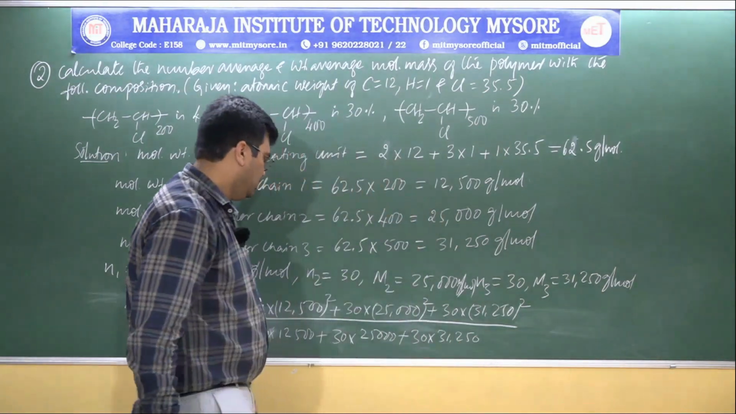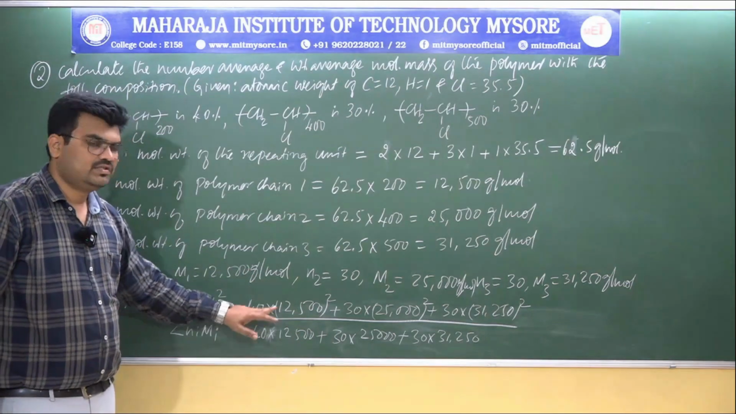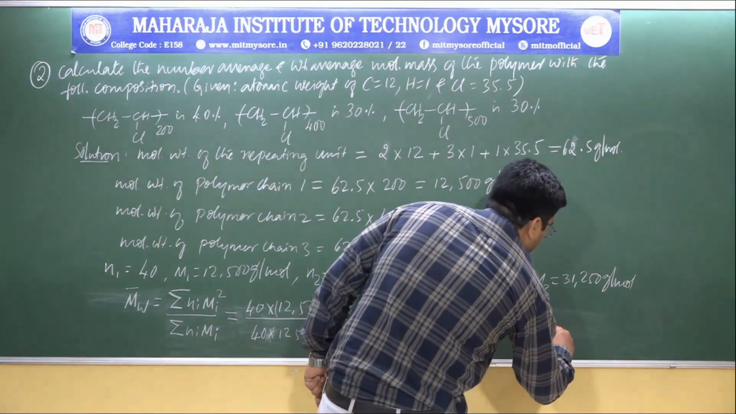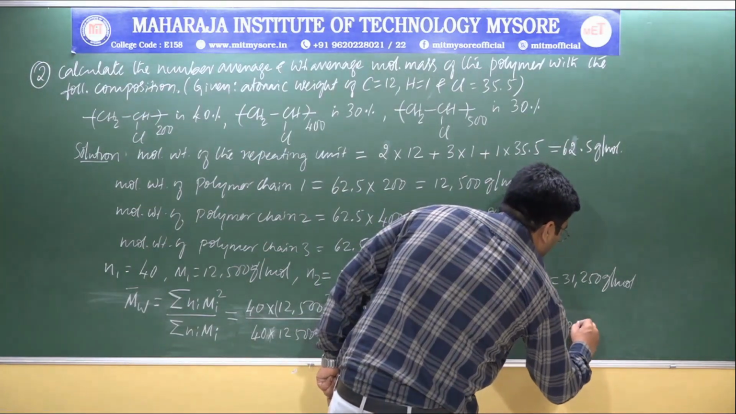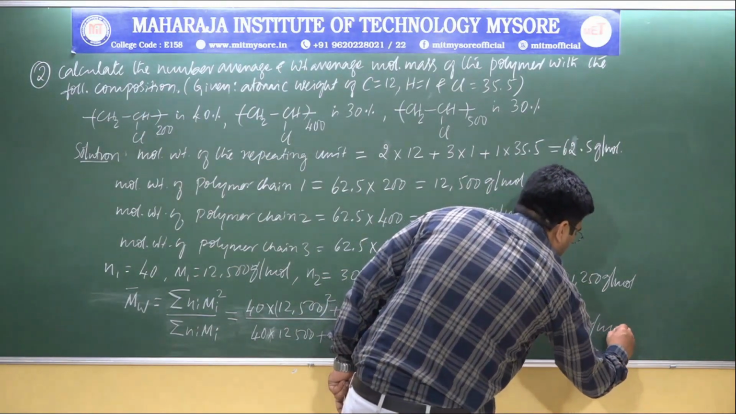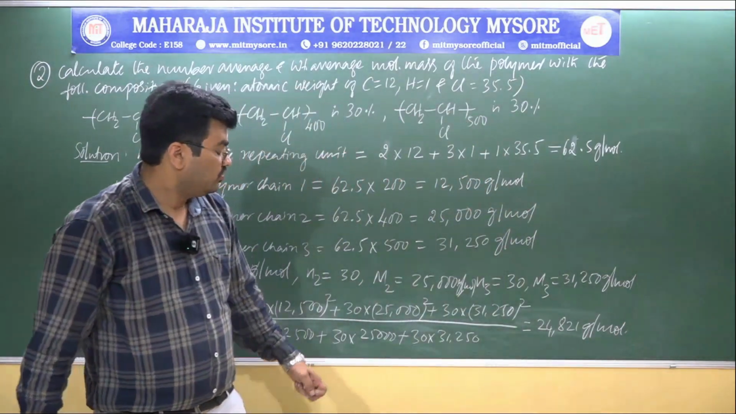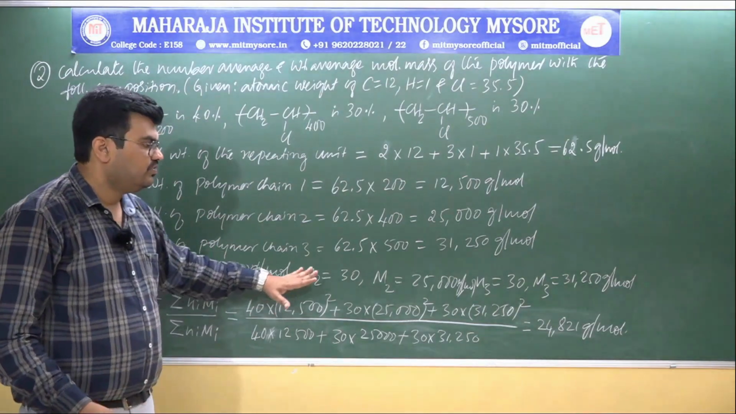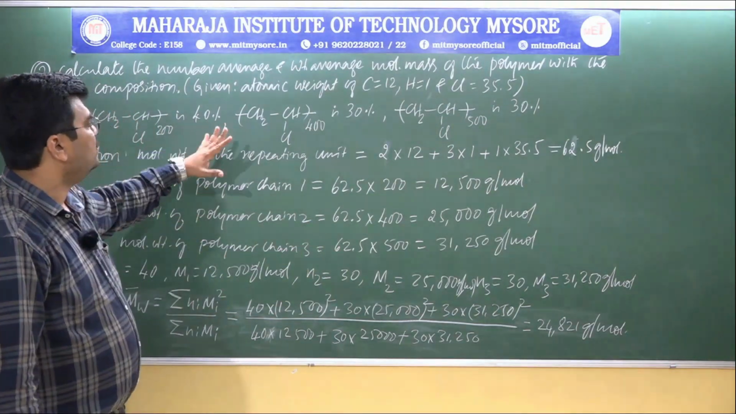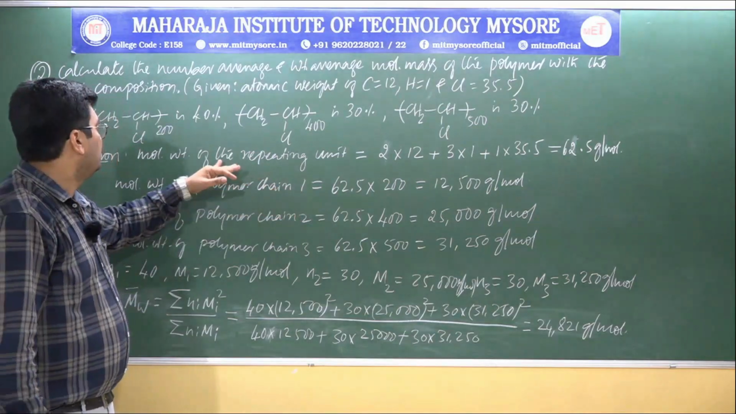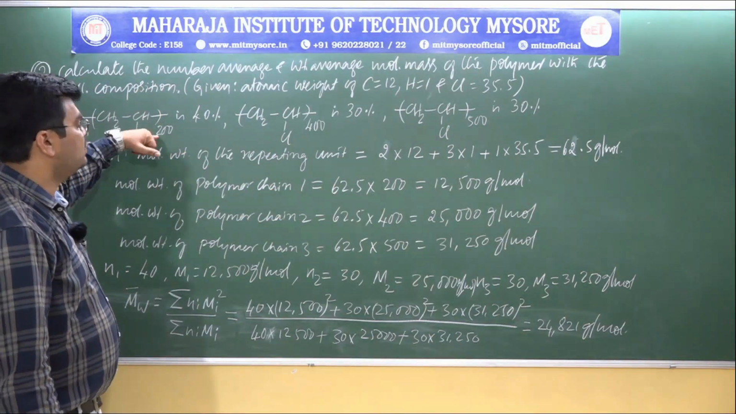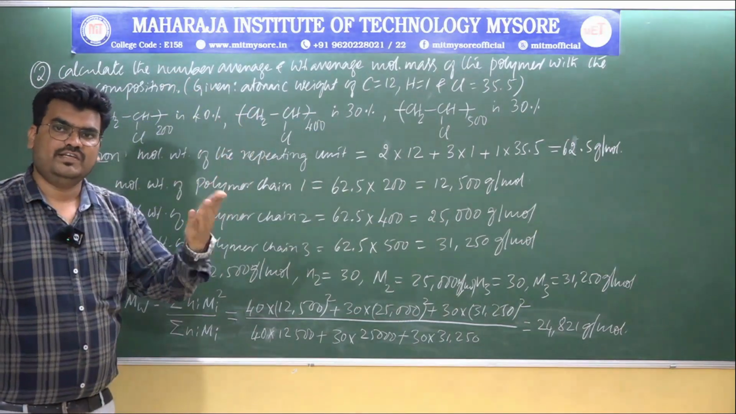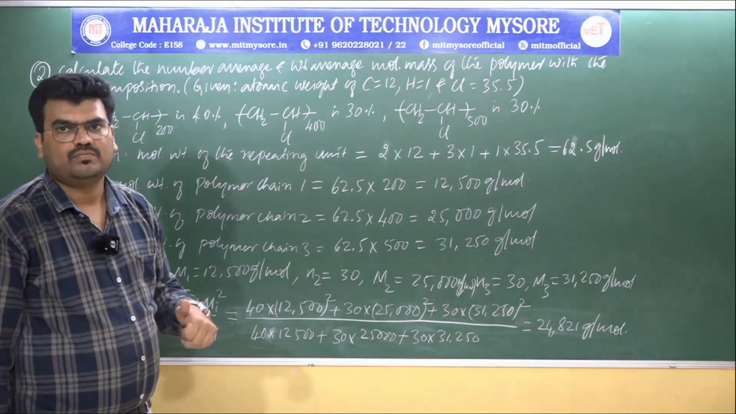If you simplify and solve all these steps, you are going to get the answer, that is 24,821 gram per mole. So in this way you need to calculate. This is somewhat different, so don't ever get confused with this one. This n is always the degree of polymerization. If they have given percentages, that is the value of n. So that is the problem.